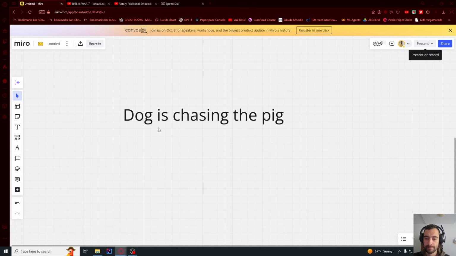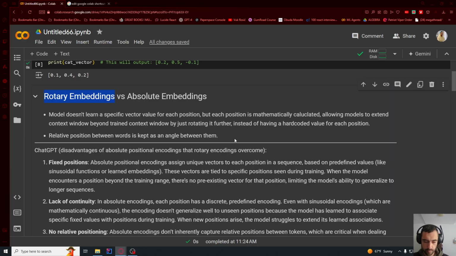The problem with this is if we train the AI on, let's say, always 8,000 words, then if we want to generate the 8,001st word, the last word will not have a positional embedding. So a good way to do this instead is using rotary embeddings.